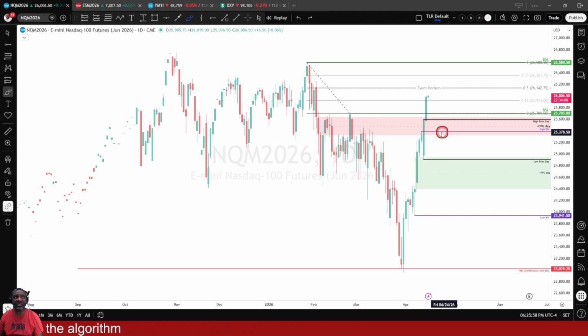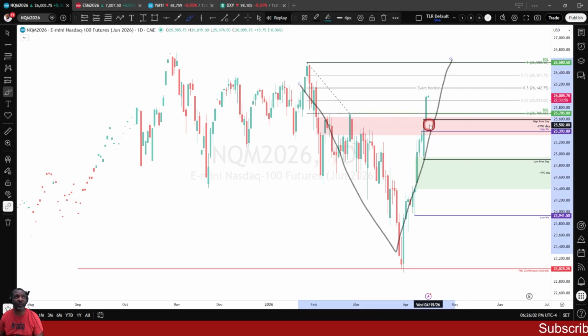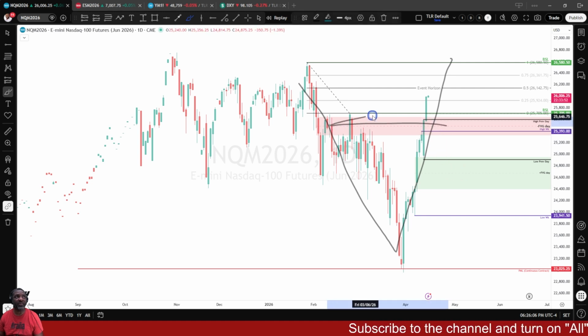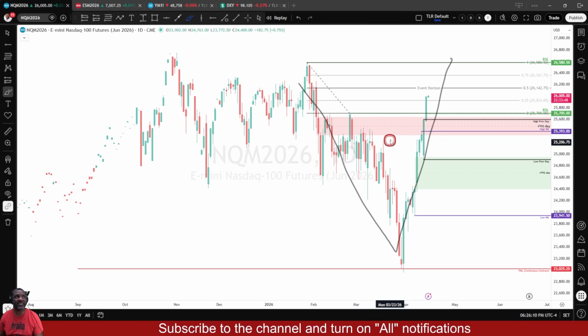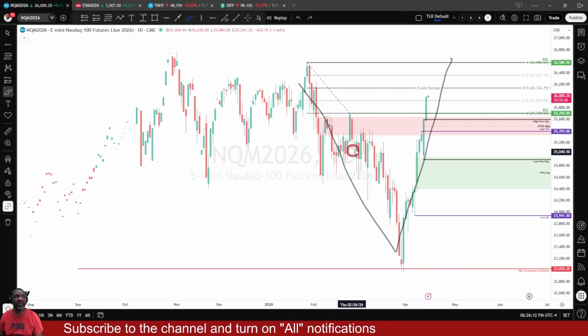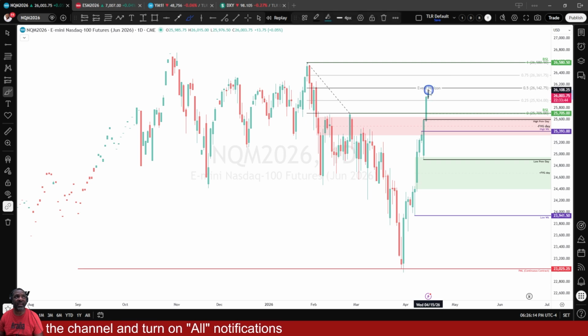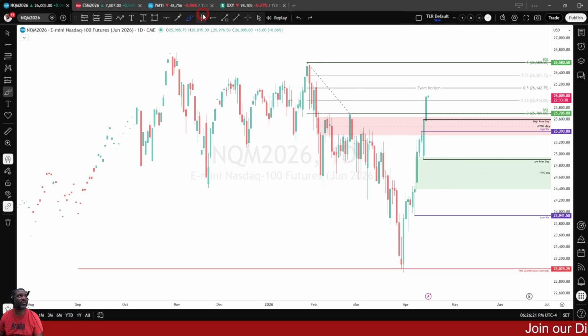What does Michael want to see? The sensitivity and the imbalance that's on the left side of the curve. The BISI is on the right side of the curve. The inversion suspension block is on the left side of the curve. So you want to see the sensitivity in that suspension block if price hits event horizon and starts to pull back into the range, right?